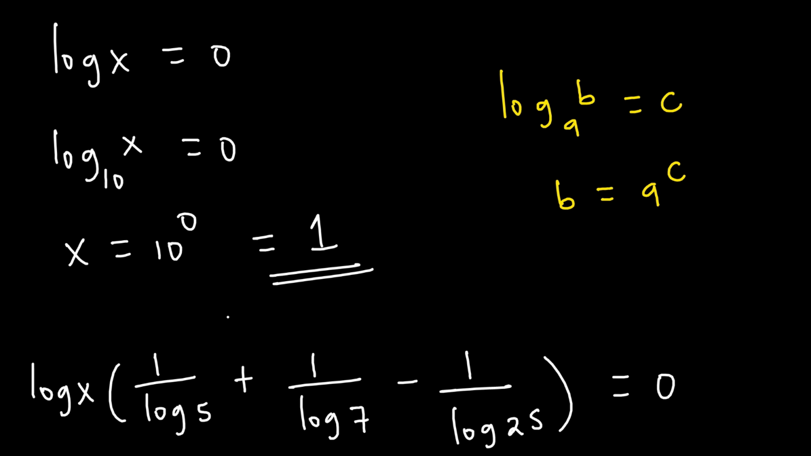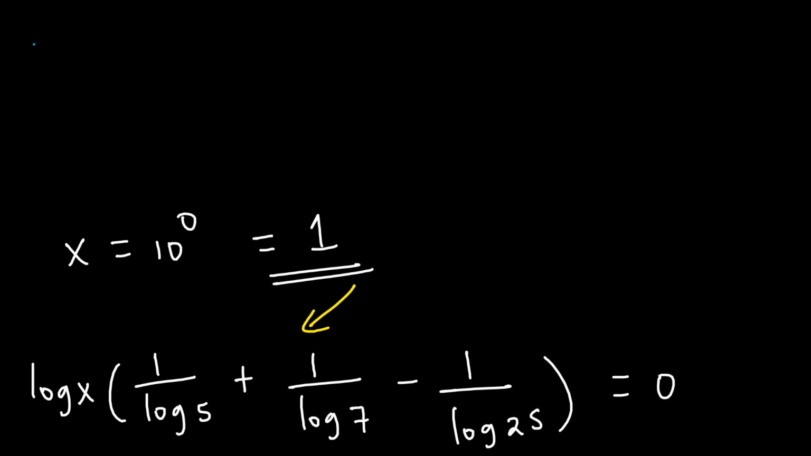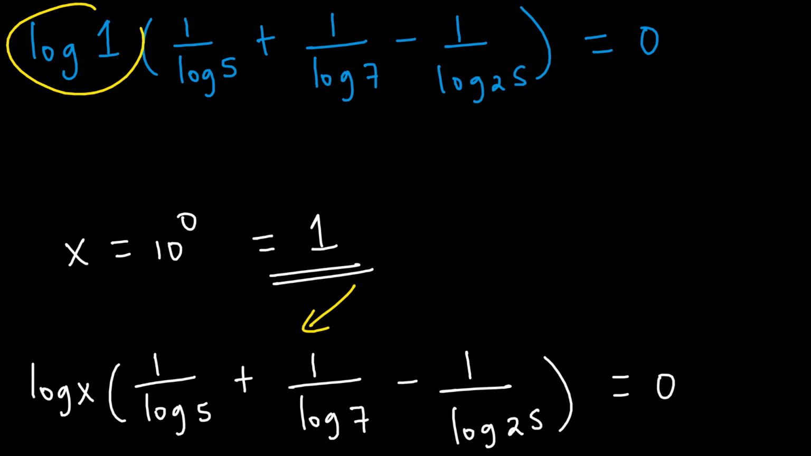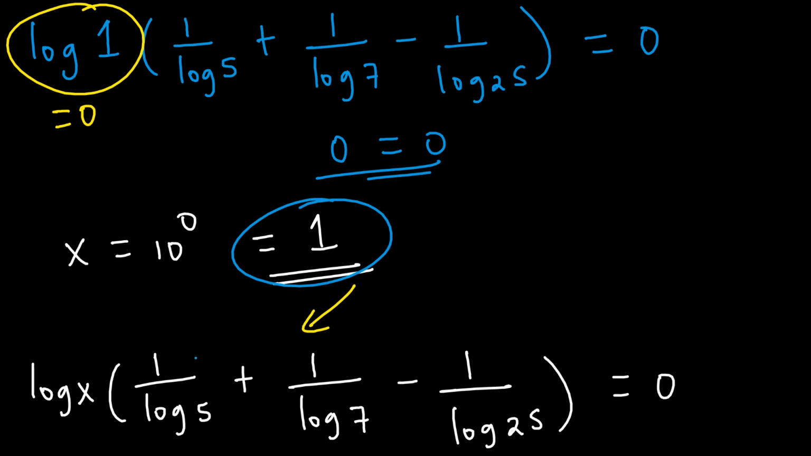And if you want, you can prove this. Let's put x equals to 1 into this. So we shall have log of x, which is 1, and then times 1 divided by log of 5 plus 1 divided by log of 7, and then minus 1 divided by log of 25, and this should be equal to 0. Now if you put log of 1 into the calculator, you'll find that it is equal to 0. And we know that anything times 0 will be equal to 0. So this will be 0 equaling to 0. Therefore, x equals to 1 is a true value of x.